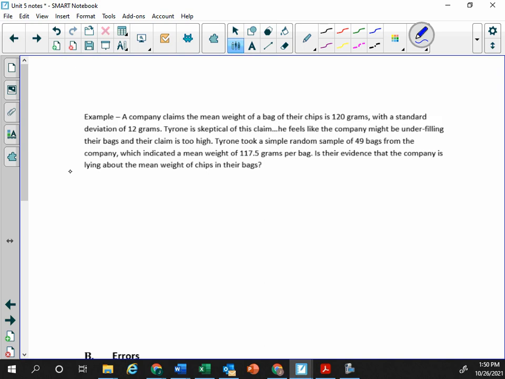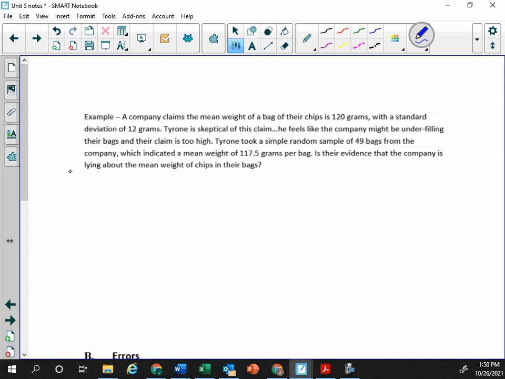All right, so they claim the mean weight of their bag of chips is 120 grams with a standard deviation of 12 grams. Tyrone is skeptical. He feels like the company might be underfilling their bags. He took a random sample of 49 bags from the company and found the mean weight to be 117.5 grams per bag. We want to know, is there enough evidence that the company is lying about how many chips are actually in their bag?